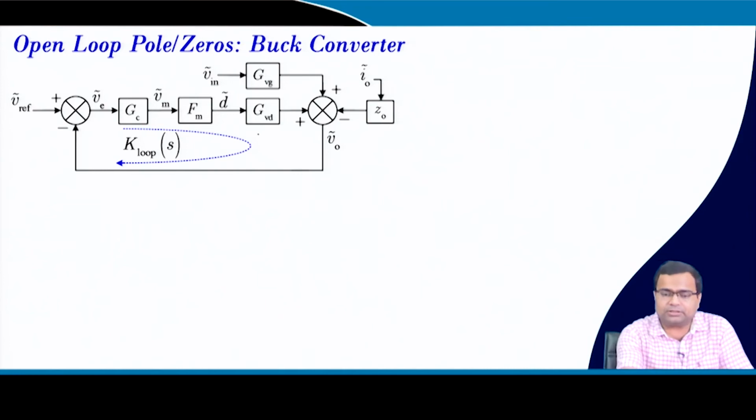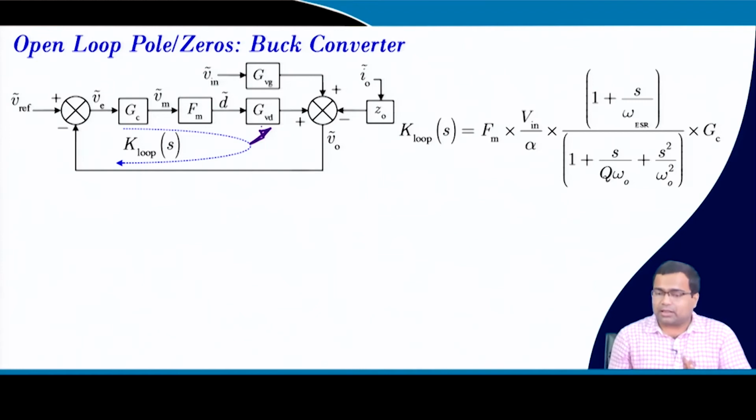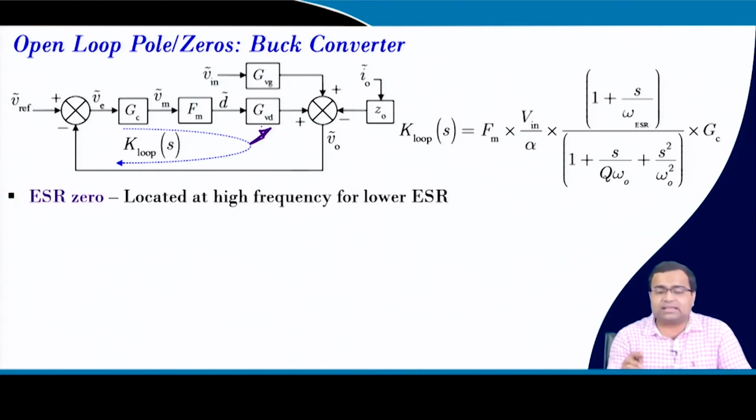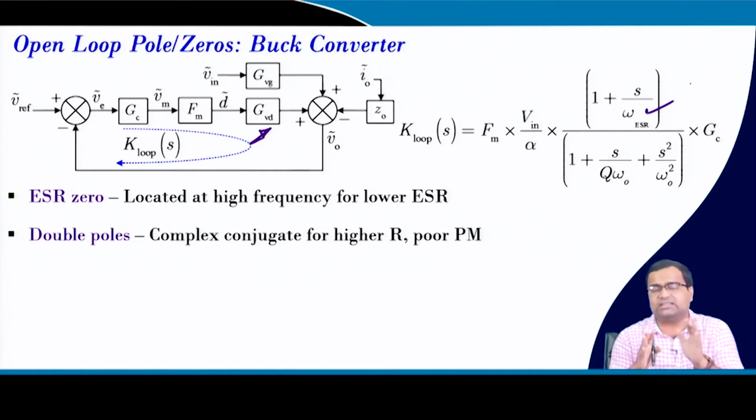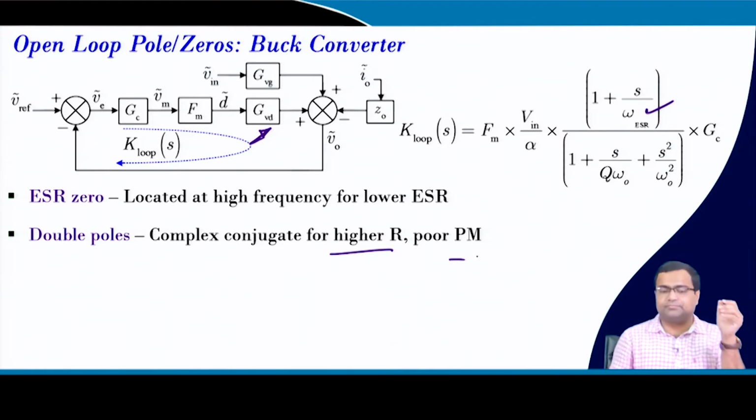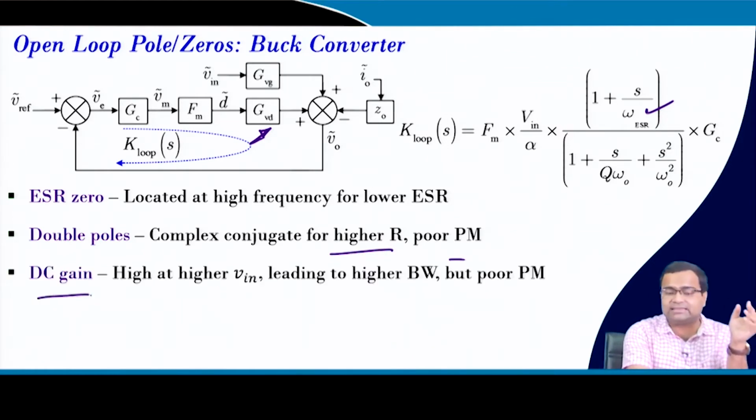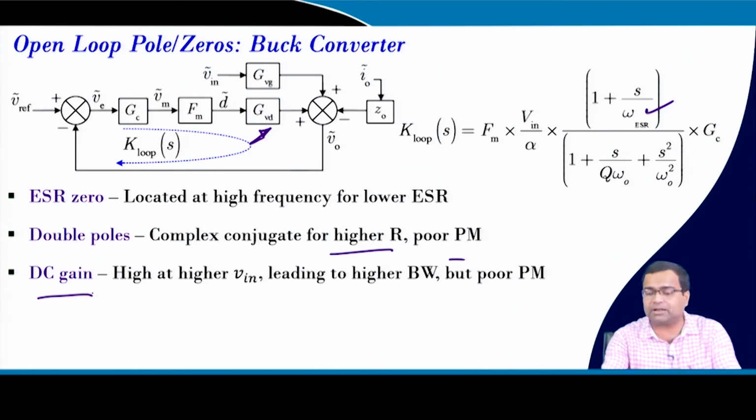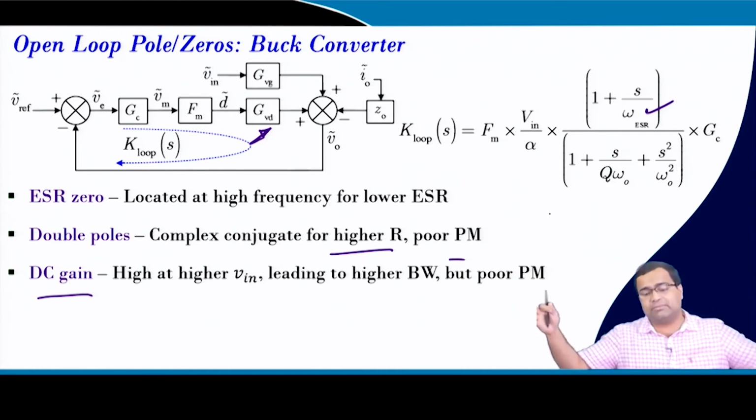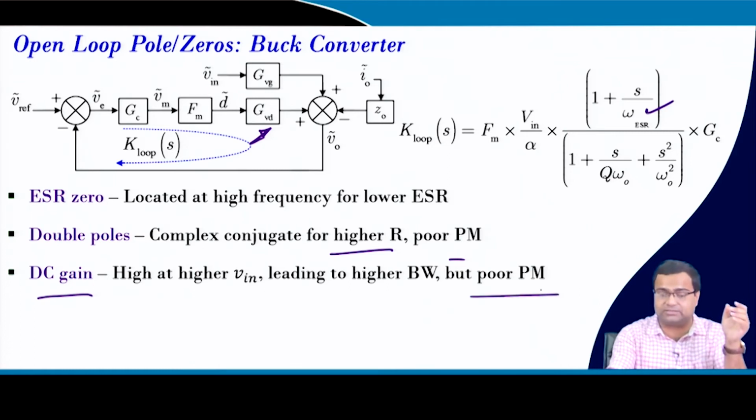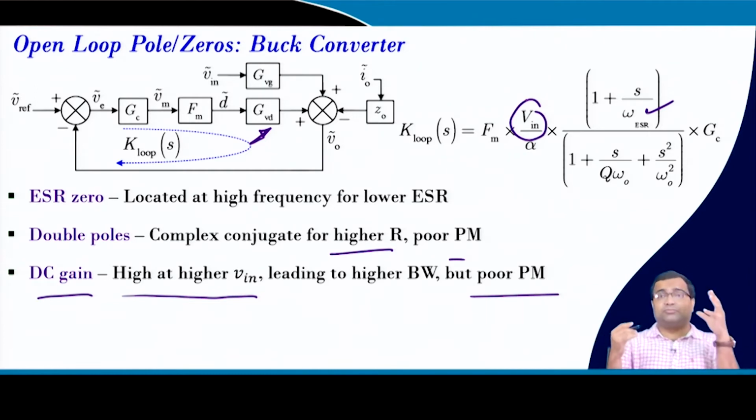It consists of the open loop transfer function, the control to output transfer function. We have an ESR zero here, and if you take a low ESR, it will be at high frequency. We have a double pole, generally complex conjugate. If the load resistance is high, it will lead to poor phase margin. If we have a high DC gain, that means we shift up the gain plot, then the bandwidth can be increased, but it will lead to poor phase margin. And since the DC gain depends on the input voltage, that is a drawback of voltage mode control.